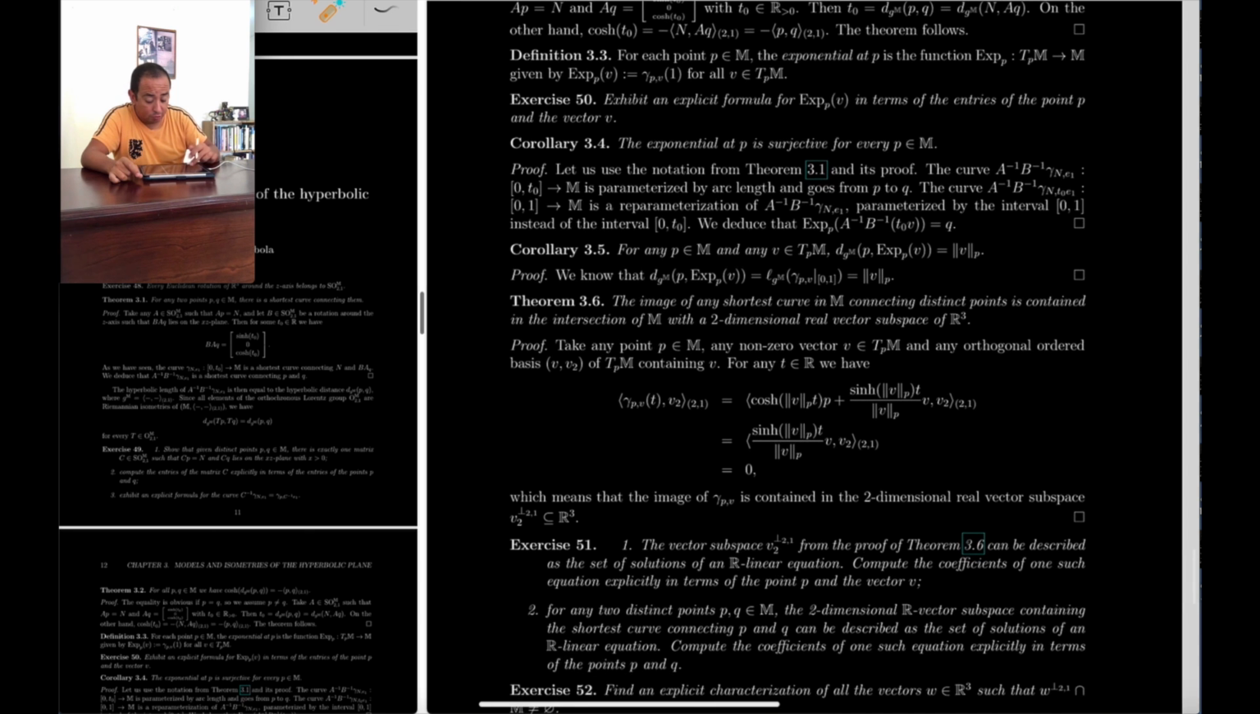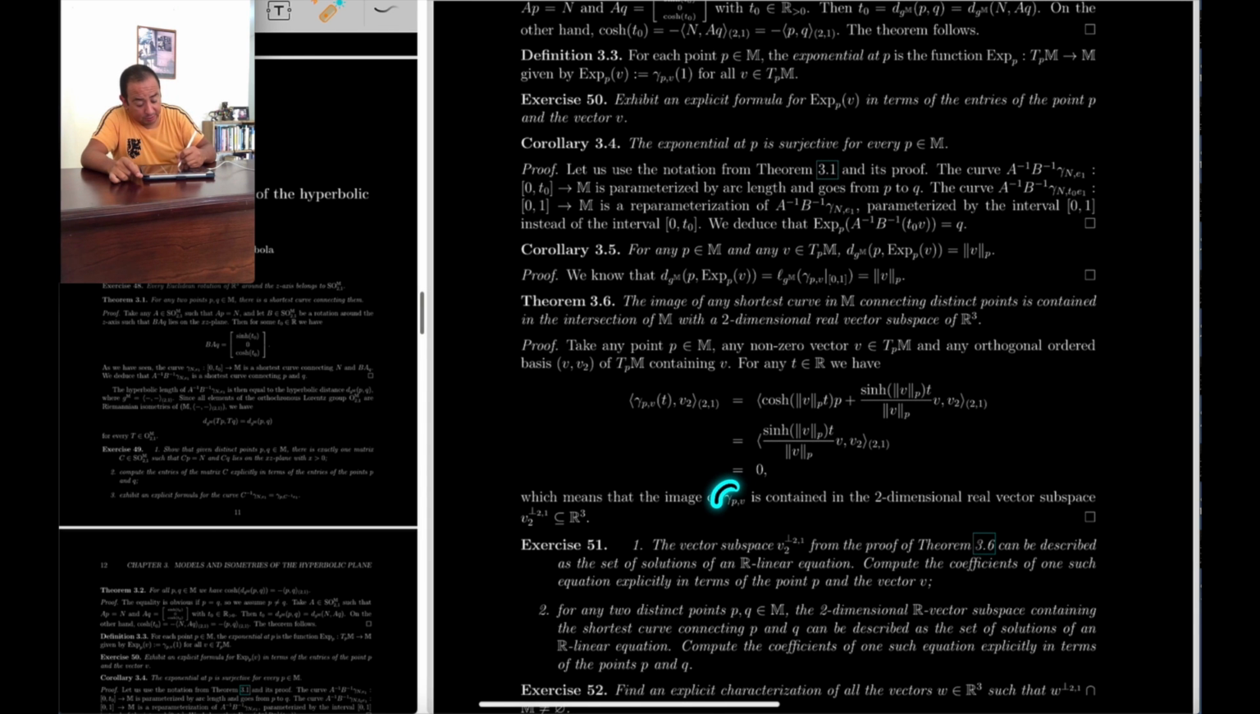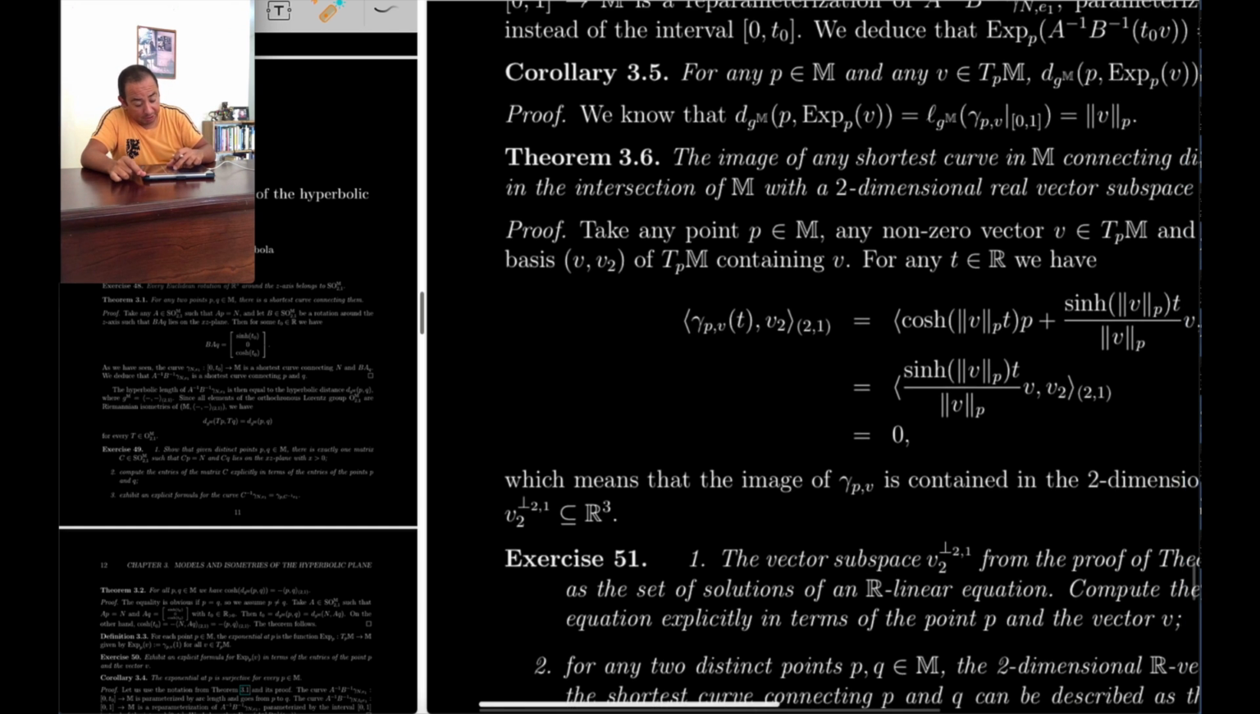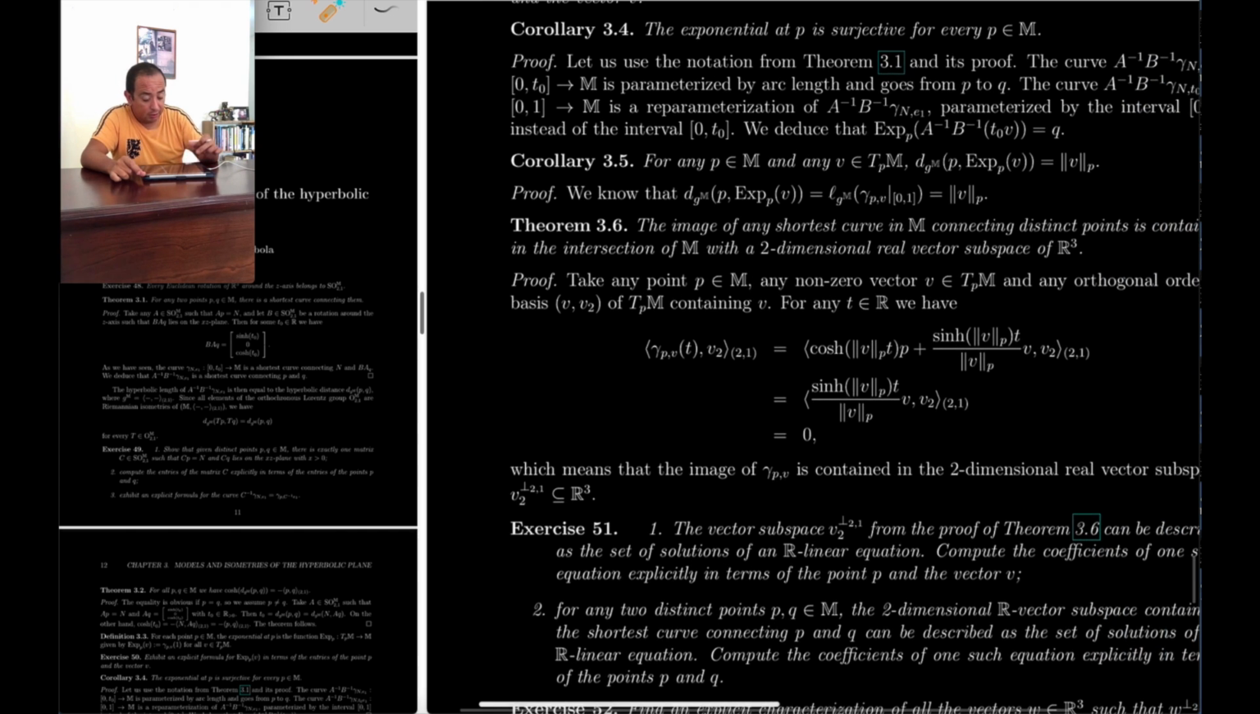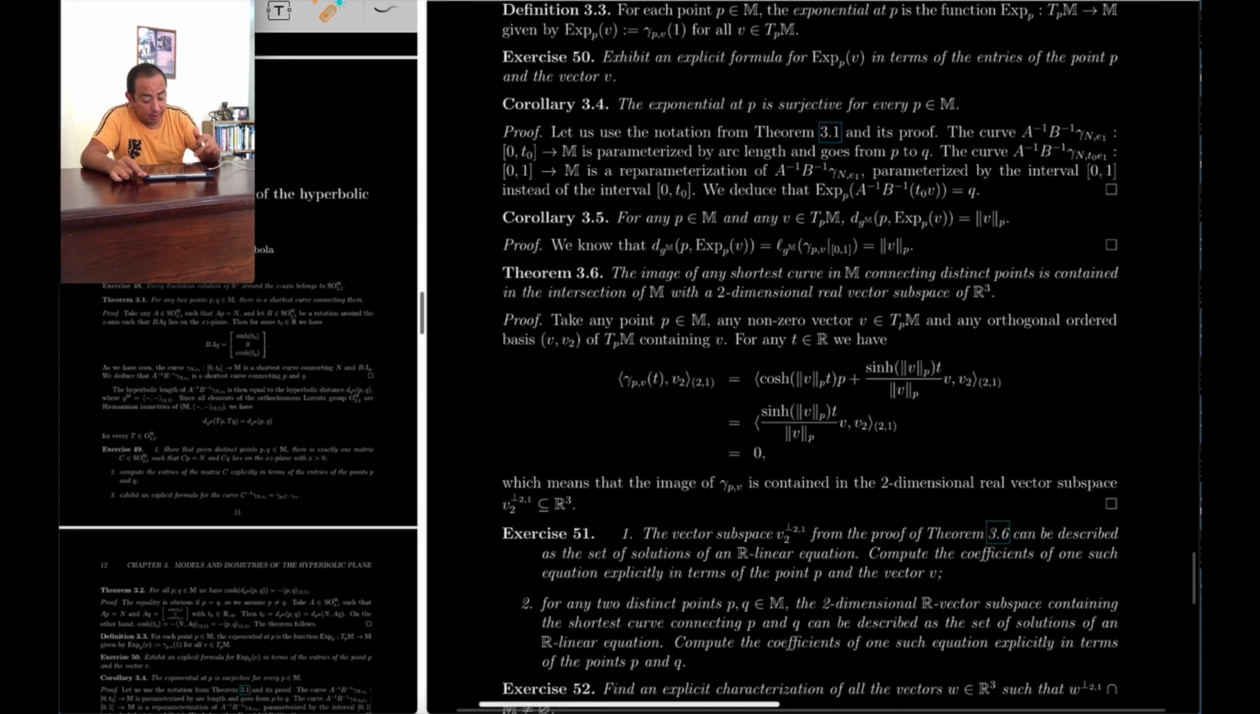And what this shows is that the image of my curve is contained in the Minkowski orthogonal to V2, which is a two-dimensional vector subspace, right? Because the Minkowski bilinear form is non-degenerate, right? And V is not 0, and V2 is not 0. Okay, so we are done.